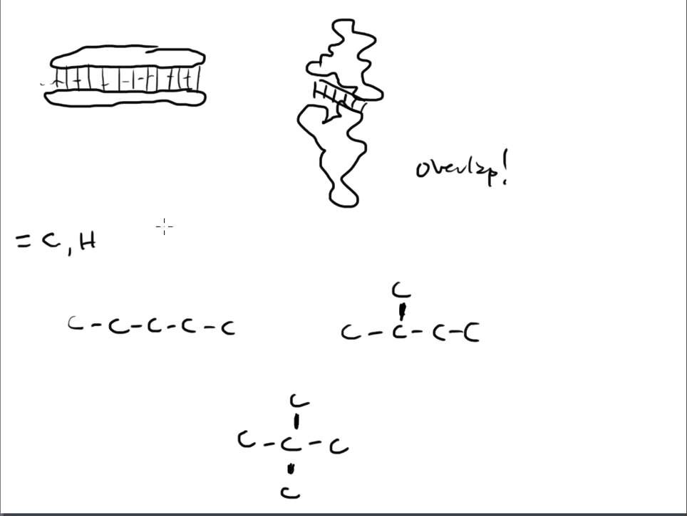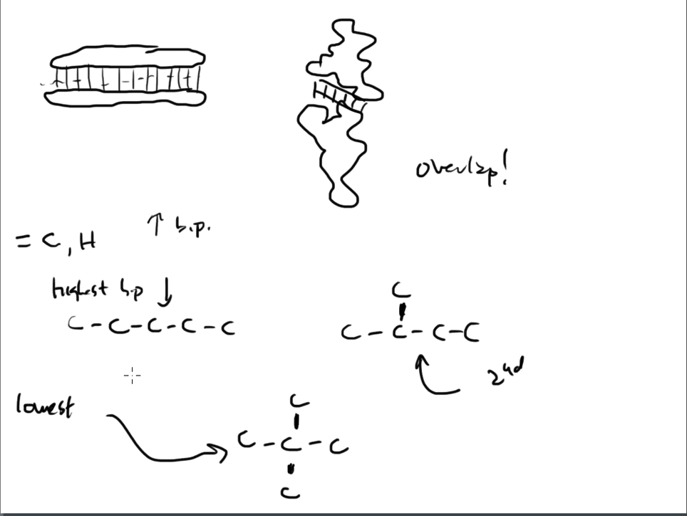Rank them in order of increasing boiling points. That means my lowest one first. My lowest one would be this one. It's more branched. My second one would be this one. It's branched, but not as bad. And then the highest boiling point that I have is this one. And that's because it's a straight across shape. It's all about the shape here.